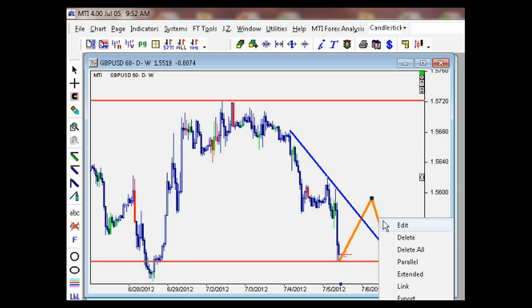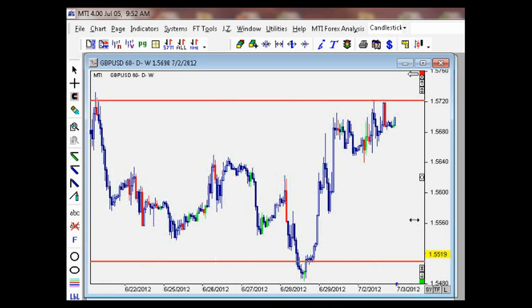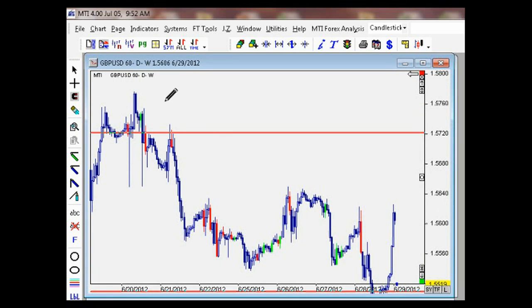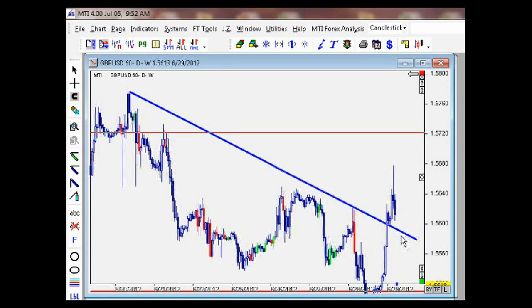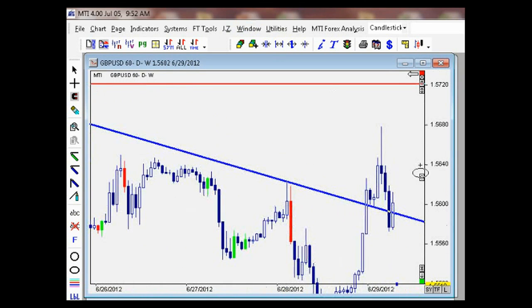Why? Because it works. It really, really does work. Let me show you an example. Look what happened over here. The market broke this downtrend line right over here, tested the back side of it, gave it a beautiful candlestick formation. This is what we refer to as a piercing line.